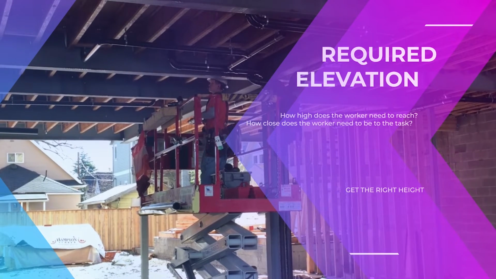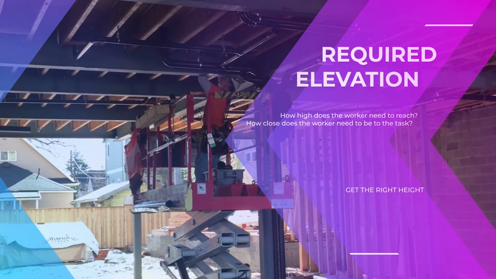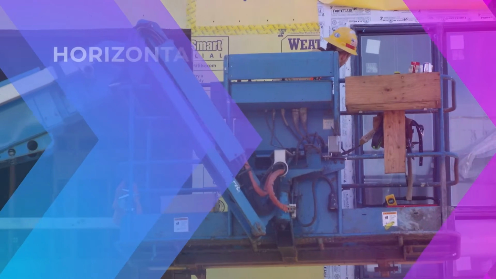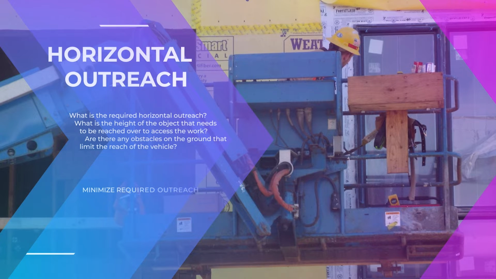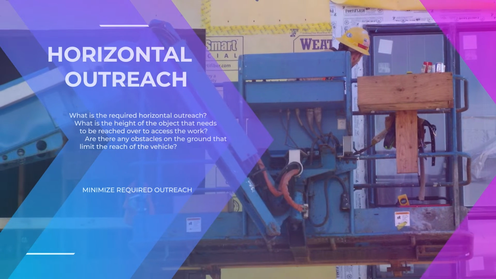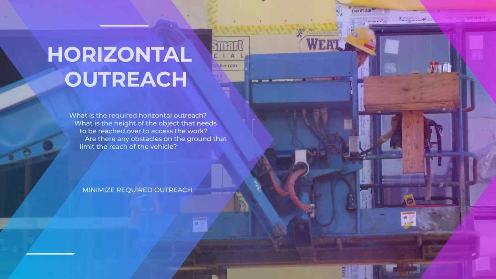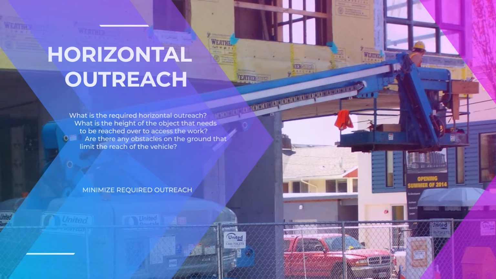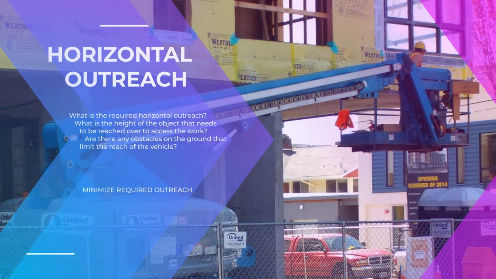How high does the worker need to reach? How close does the operator need to be to the work? Horizontal outreach. What is the required horizontal outreach? What is the height of the object that needs to be reached over to access the work? Are there any obstacles on the ground that limit the position of the vehicle?